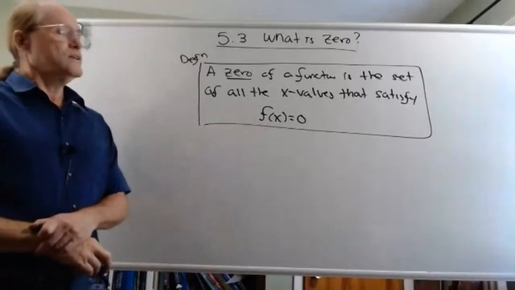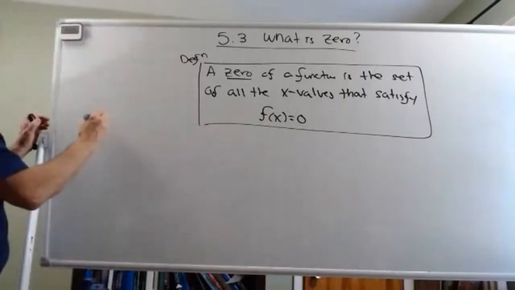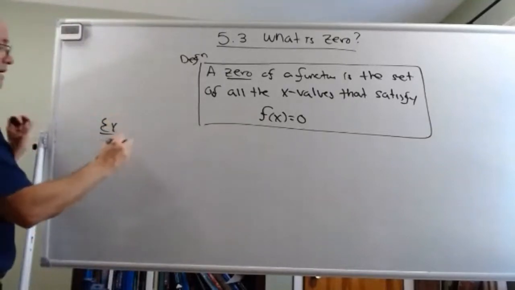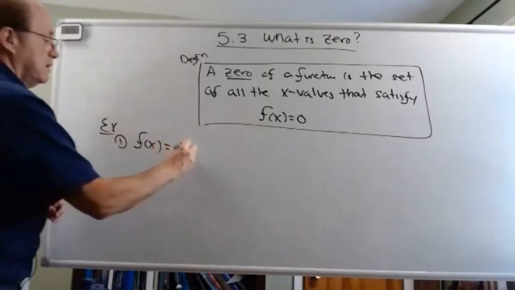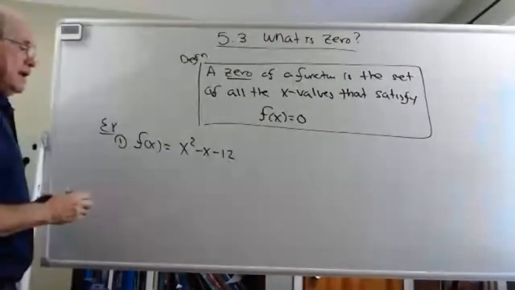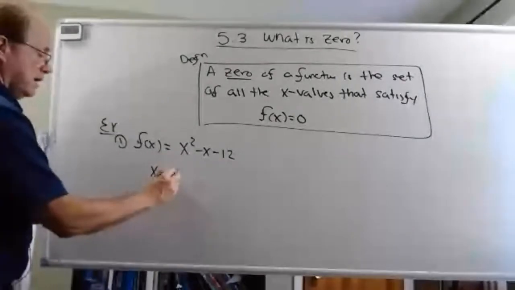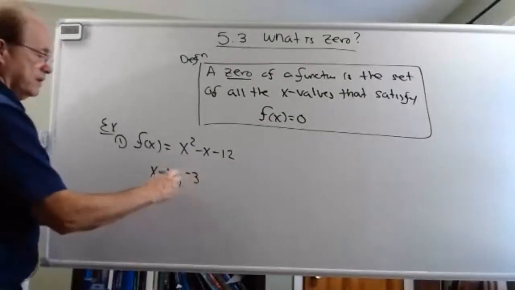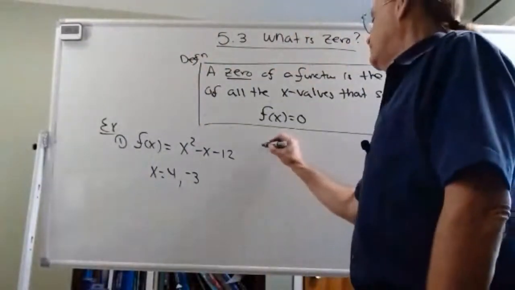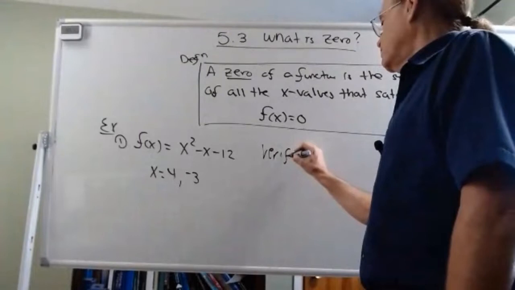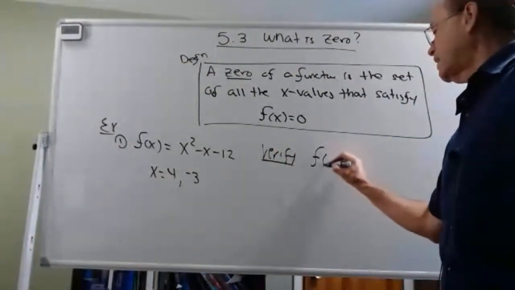So let's take a look at some of these. For example, I have my f of x equal to x squared minus x minus 12. And I tell you that x equal to 4 and x equal to negative 3, those two x values are zeros. Well, what might we do? We could verify that. So at this stage, all I want you to do is just to verify something is a zero. So meaning I compute f at 4.